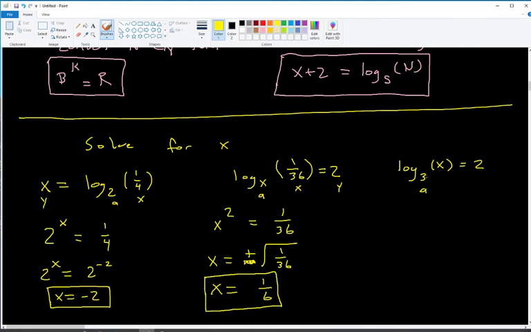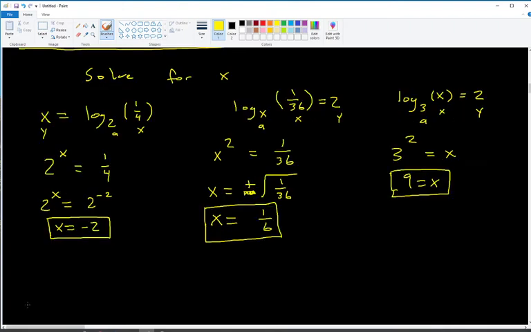Out here, a is 3, x is x, and y is 2. So I get 3 to the second power equals x. It's a, which is 3, to the y, which is 2, equals x. 3 squared is 9, so 9 is x. That one's not too much to do there. So on these solve for x types, you're still really using that equation from the last group of problems. You identify who's acting as a, x, and y, convert them to exponential form, and they should not be too bad to solve.